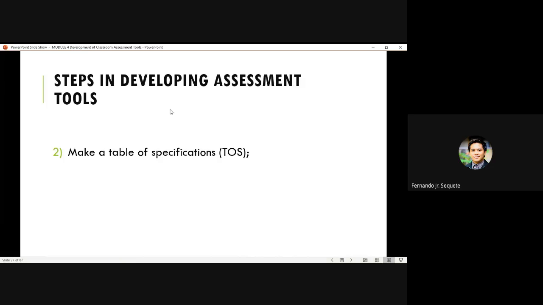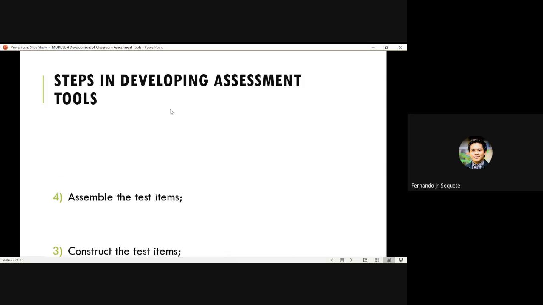Number two, you have to make a table of specifications. You have to fill out the form or the template that you have. And then number three, construct the test items, because you already know the type of exam and where to put the particular item, no? So this is now the time that you can construct the test items.